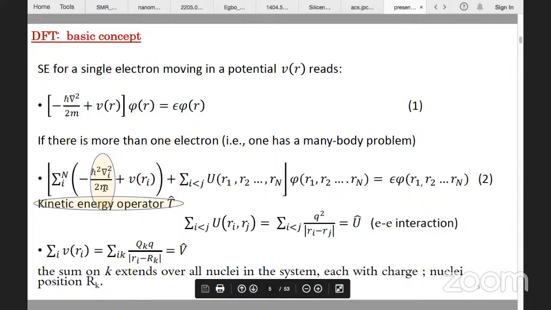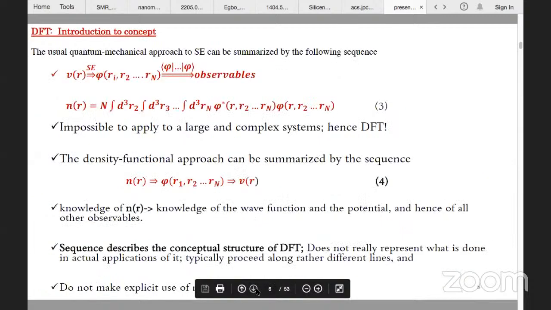So you have basically the kinetic energy operator. Then you have a term that describes the electron-electron interaction, and then the term that describes the electron-nuclear interaction. So this is a recast of the basic Schrödinger equation that you and I are aware of. Usually when we solve the Schrödinger equation, what we look for is the electronic wave function. You are given the potential, you solve the Schrödinger equation, and you have the electronic wave function. Then, with the wave function, you can calculate the observables. One of the important observables we calculate is the electronic density, and it's expressed the way I've given it in equation 3.